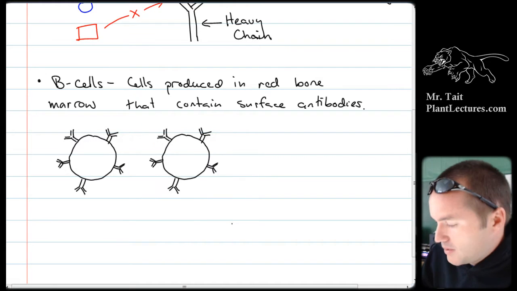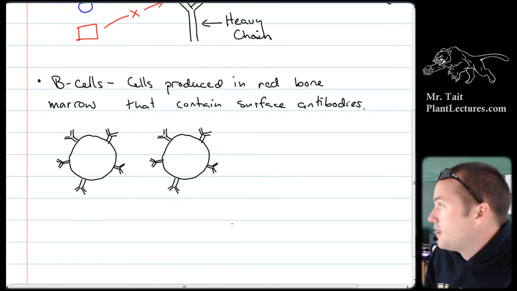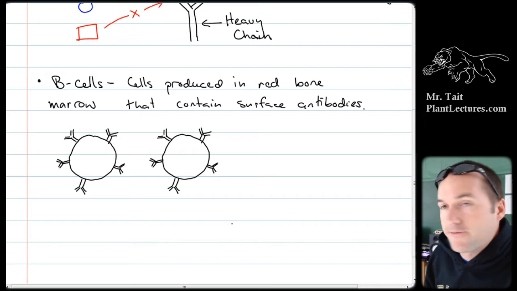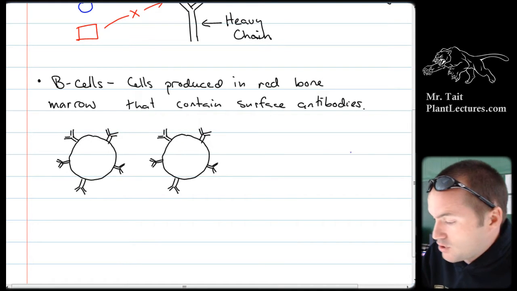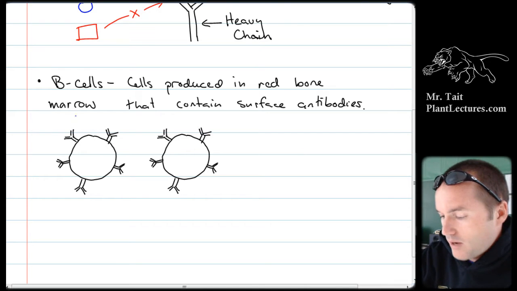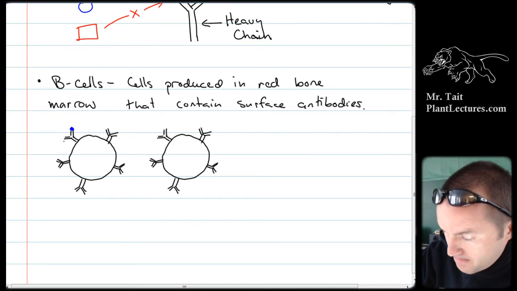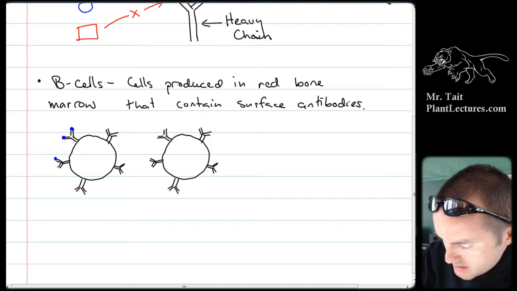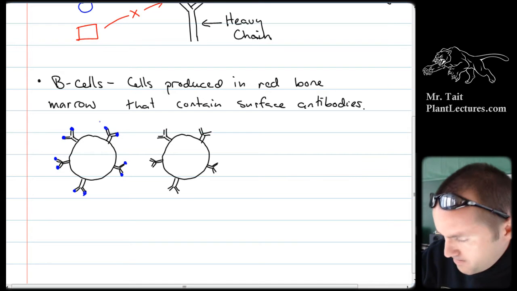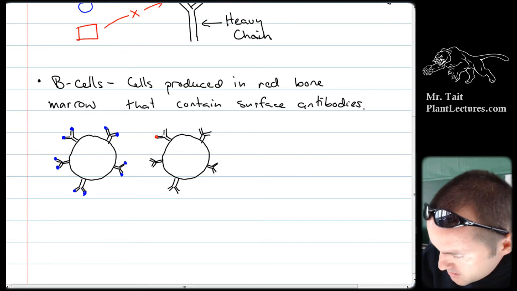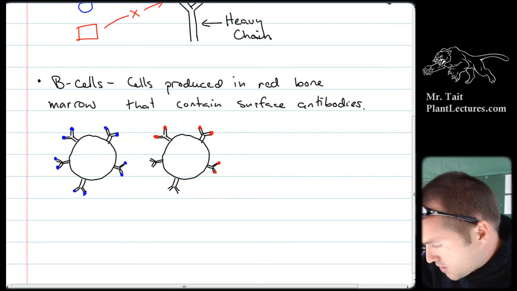And these B cells are going to be different from one another. And the way they're going to be different is that they are going to contain different antibodies, or different antigen receptor points or antigen binding sites. So this one's going to have blue ones. This one's going to have red ones. Obviously, they're not blue and red. I'm just trying to denote that they're different.